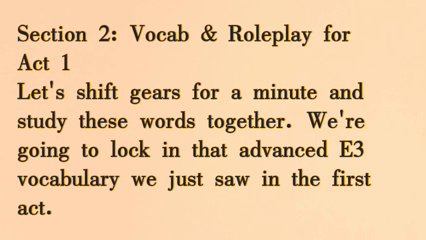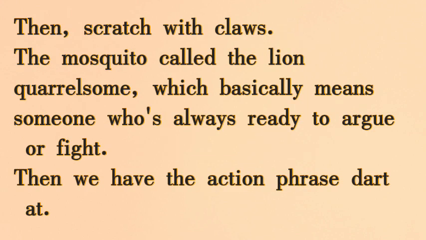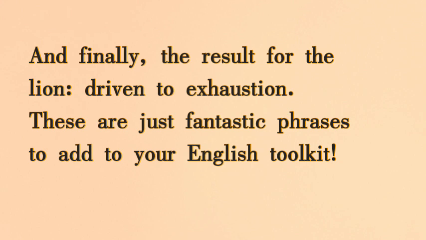Moving on to Section 2, Vocab and Role Play for Act 1. Let's master the words of the battle. So let's shift gears for a minute and study these words together. We're going to lock in that advanced E3 vocabulary we just saw in the first act. Then, scratch with claws. The mosquito called the lion quarrelsome, which basically means someone who's always ready to argue or fight. Then we have the action phrase dart at. And finally, the result for the lion, driven to exhaustion. These are just fantastic phrases to add to your English toolkit.